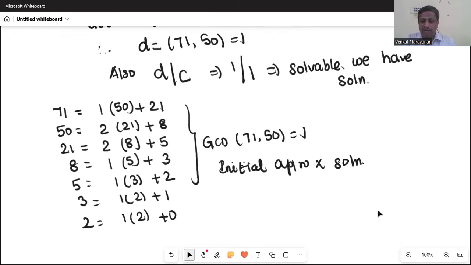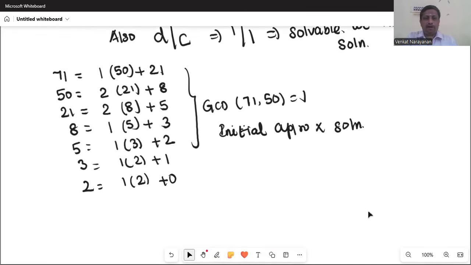Okay, how to find it. Now, we go back through the previous steps. Everyone already knows one theorem on GCD: suppose A and B have the GCD D, we can write D as a linear combination of A and B. Now we use this theorem to find the initial solution. In this problem, we understand that 1 is the GCD.